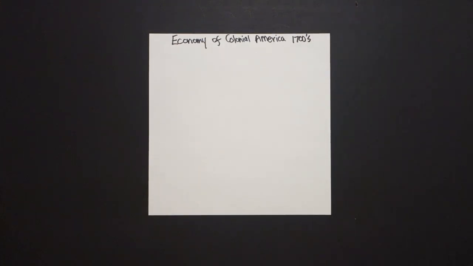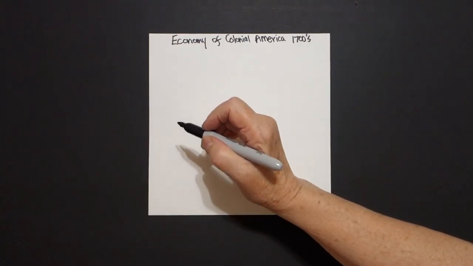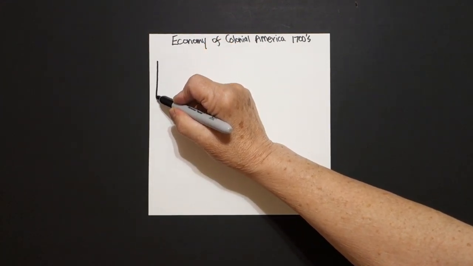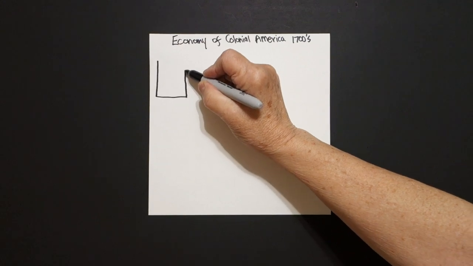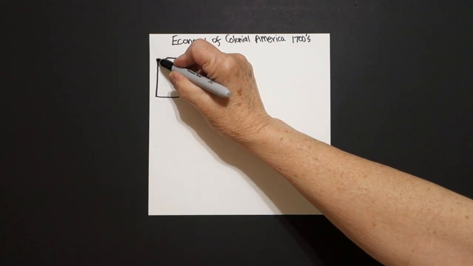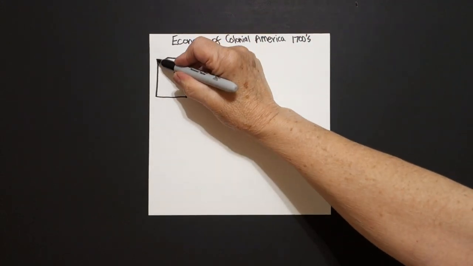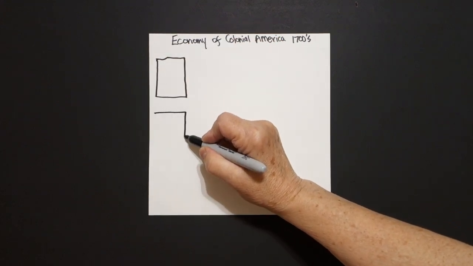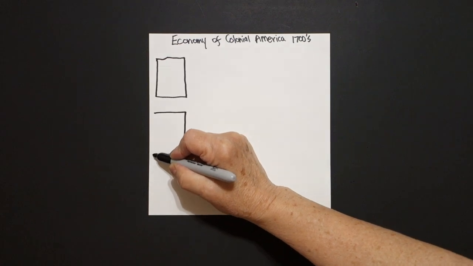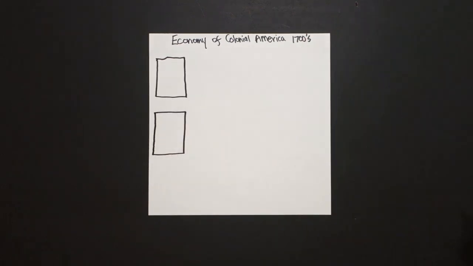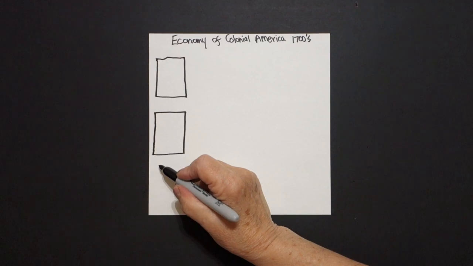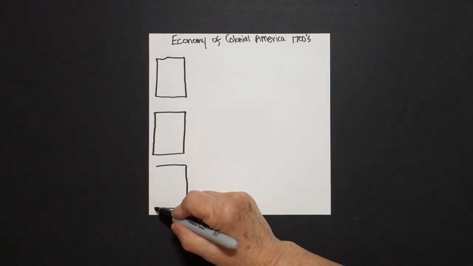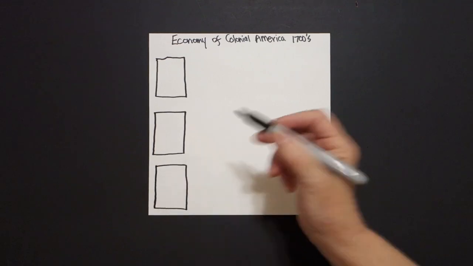Okay, the first thing we have to do is divide up our colony. So I'm coming over here to the left and I'm going to draw 1, 2, 3, 4 straight lines. Whoops. Come down, draw another rectangle, 1, 2, 3, 4 straight lines. One more, 1, 2, 3, 4 straight lines.